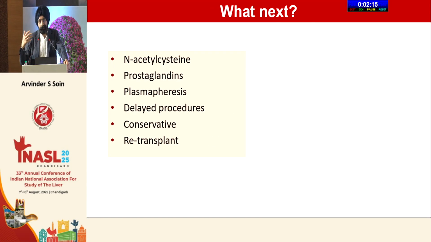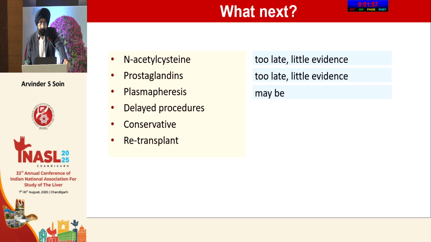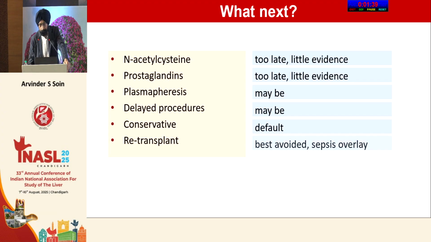So what are the other specific treatments for early allograft dysfunction? N-acetylcysteine? Not really. It's too late for this kind of, for N-acetylcysteine, and there's very little evidence. Again, prostaglandins, not at this stage, on day 10 to 15. Too late, little evidence. Plasmapheresis, maybe. Delayed procedures like splenic artery ligation or splenic artery embolization by IR, or splenectomy, or TIPS, maybe there's a role for them. Conservative, of course, is the default way to go.